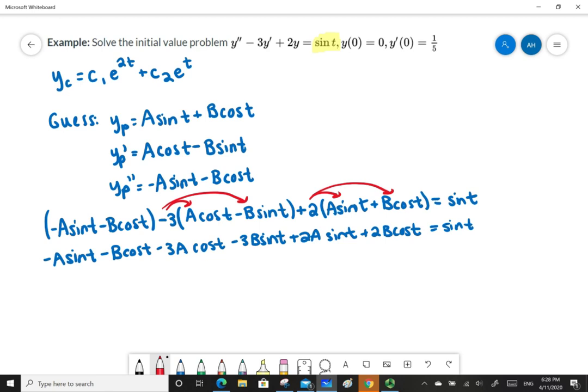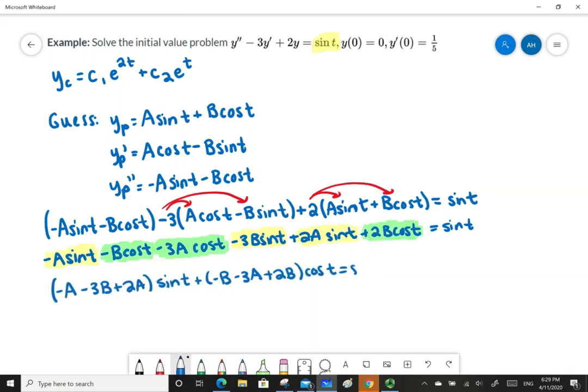In order to find the values of the coefficients, we need to group all of the sine terms together and all of the cosine terms together. Simplifying, a plus 3b sine t plus b minus 3a cosine t equals 1 sine t plus 0 cosine t.